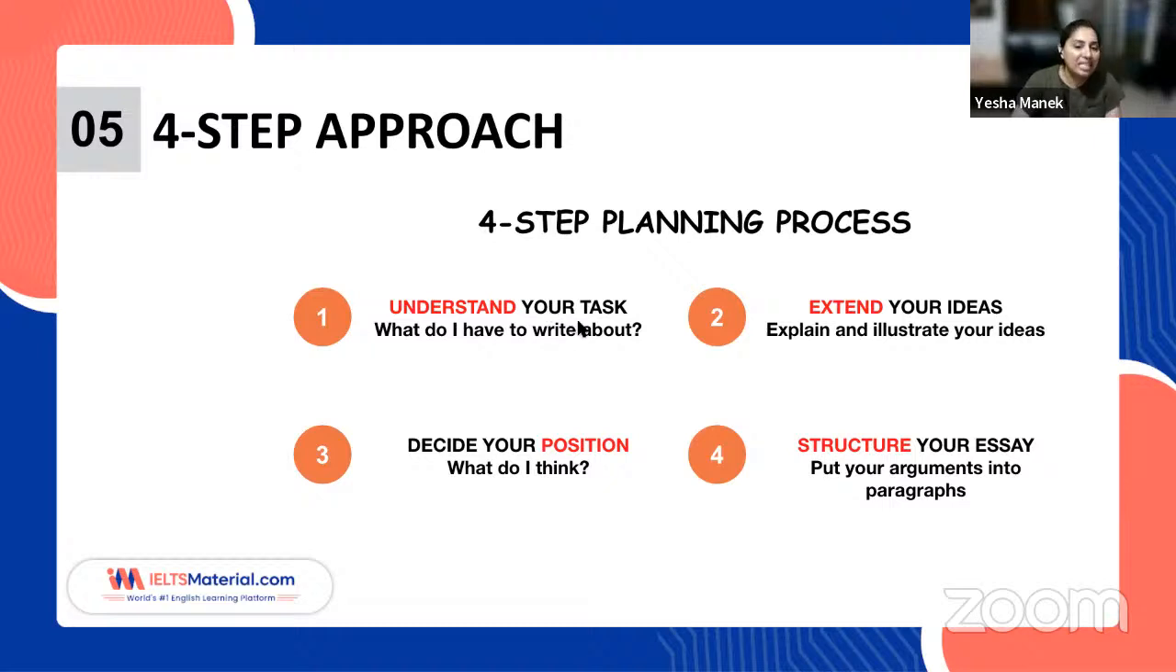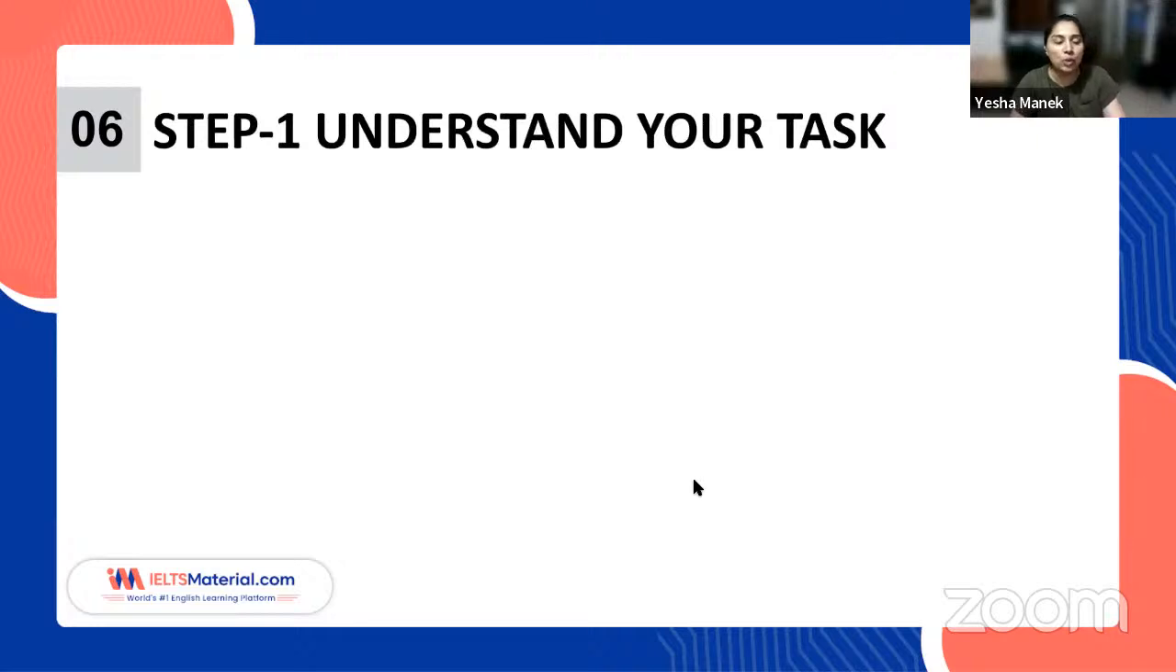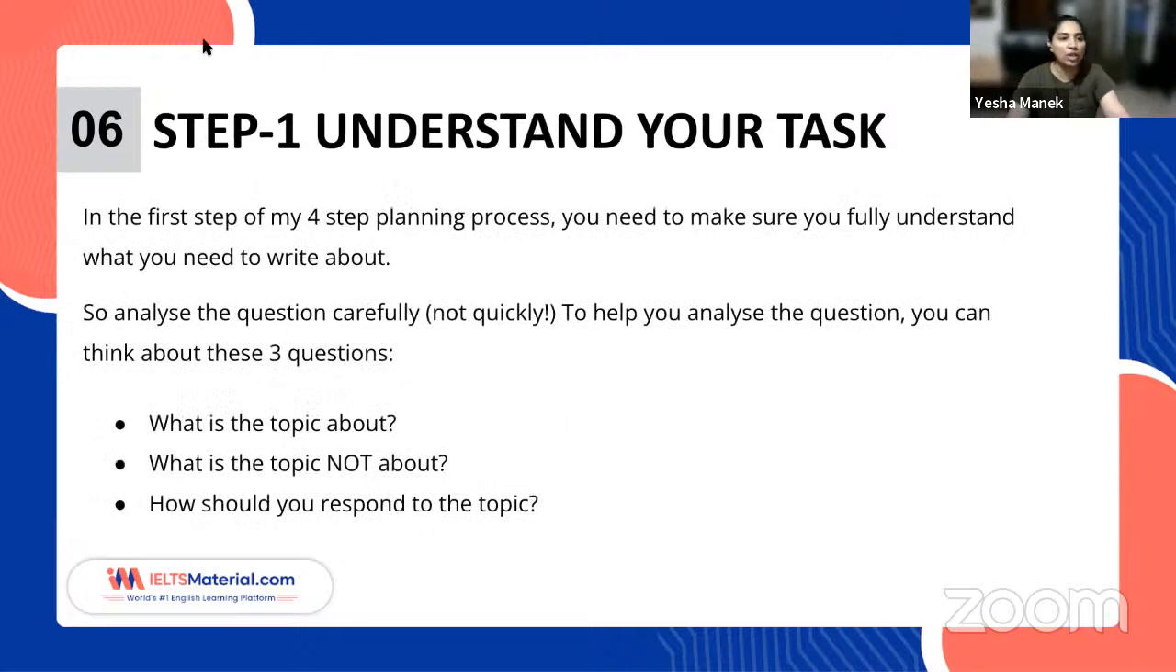Okay. So in this manner, I should be deciding about the whole planning process, which actually takes place in 4 steps. Then I'll come to the first part. Understand your task. So what should I do actually? In the first step of my 4-step planning process, the first thing that I would do is ask, what is the topic about? What is the topic not about? How should you respond to the topic?